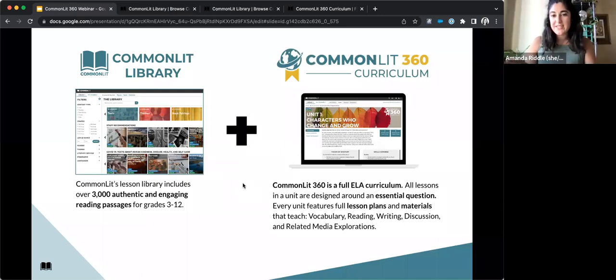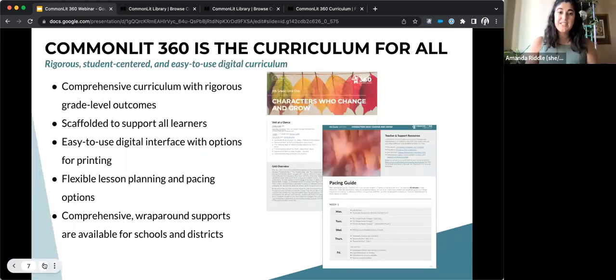But CommonLit 360 is our full course curriculum. I'm talking 180 days of instruction, full coverage, lesson planning materials for reading, writing, vocabulary, discussion, and something we like to call related media explorations, which is basically partner projects. And that is what we're going to be focusing on today.